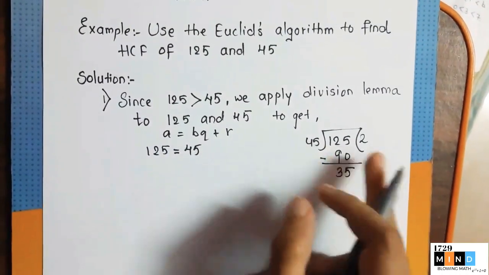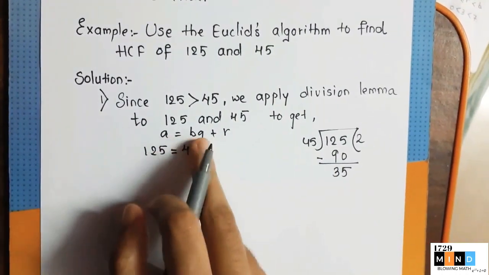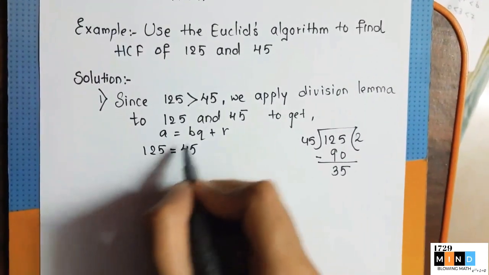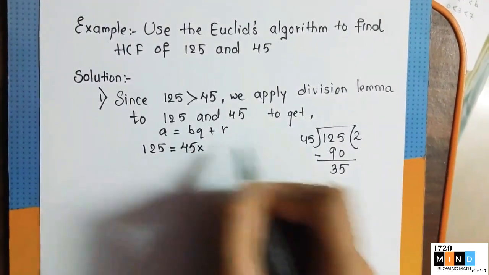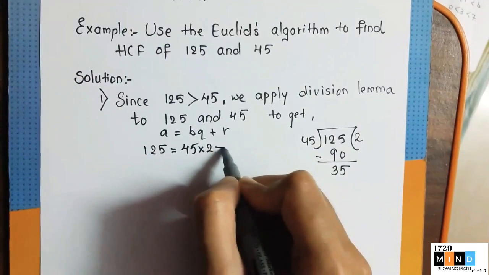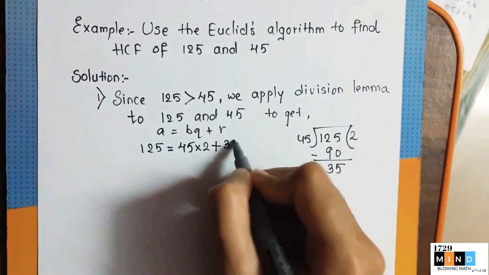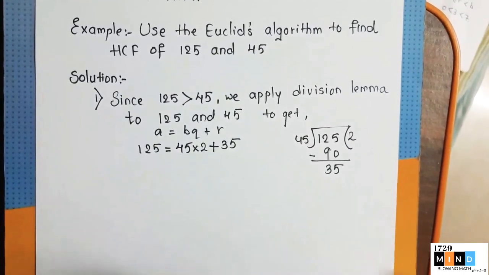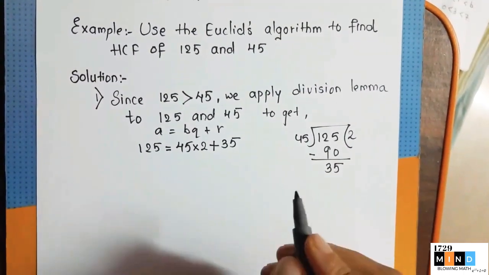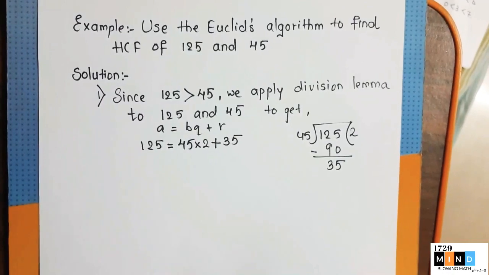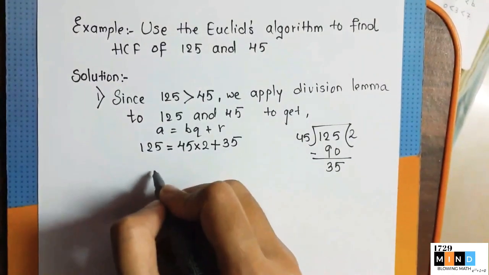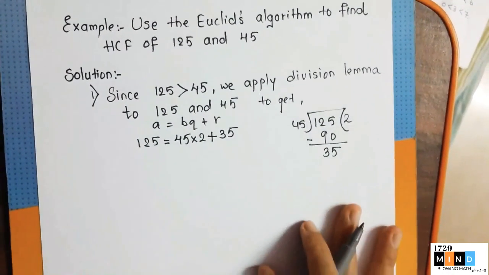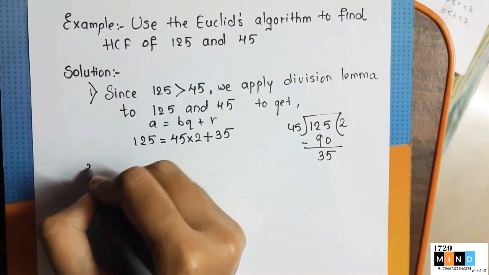Now I can write this in the form A is equal to BQ plus R, that is, A is 125, B is 45, the quotient is 2, plus remainder 35. Is it 0? No. We have performed division since childhood, so the division ends when it comes to 0. Here 35 is not equal to 0, so we go on to the next step.